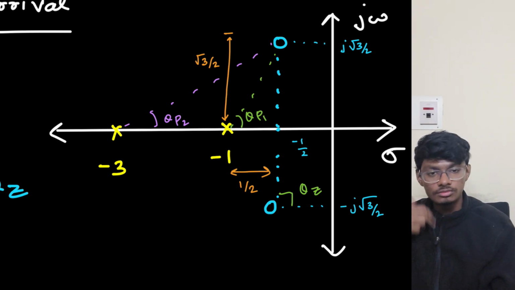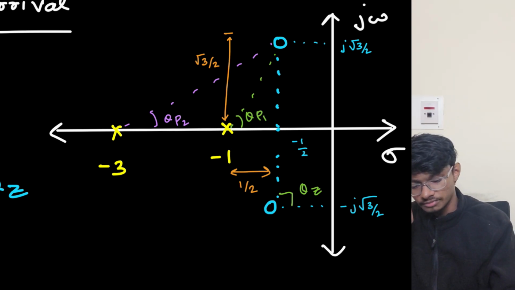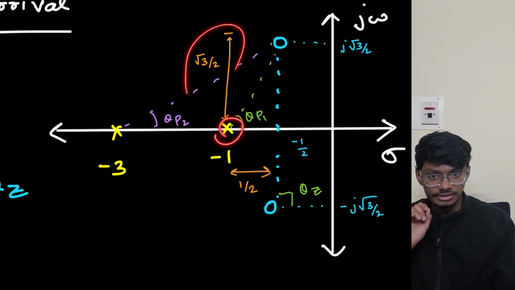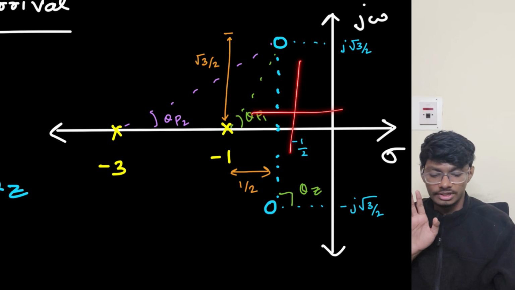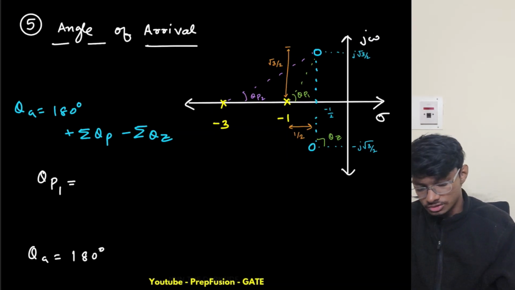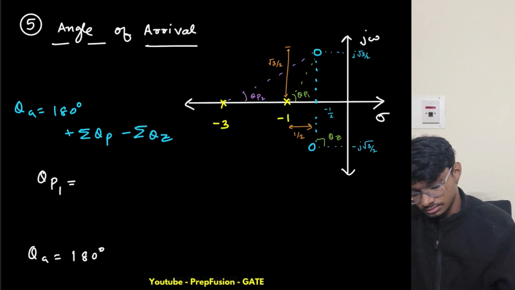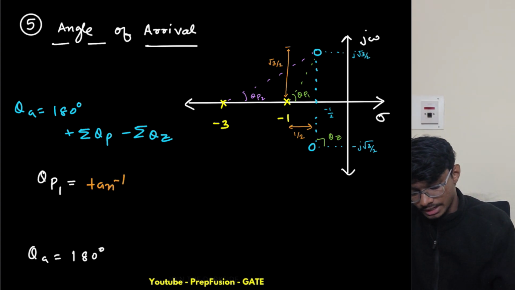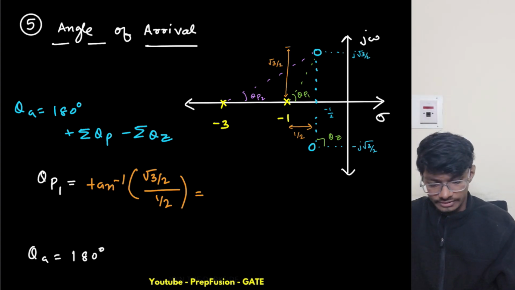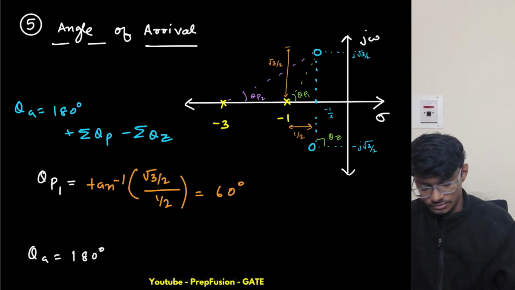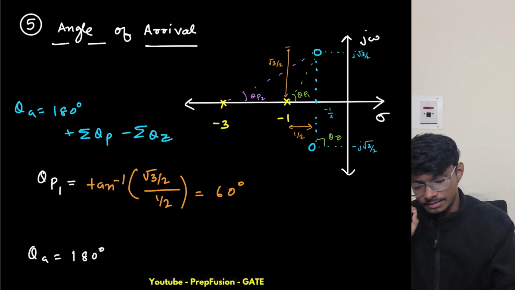So x and y I know. Now I can find the simple angle. Both of them are positive with respect to this: I have to go ahead and up. So I'm lying in the first quadrant, so this is positive theta. Theta p1 will be simply tan inverse of root 3 by 2 divided by 1 by 2, y by x. So it is tan inverse root 3, which is simply equal to 60 itself. That we know.